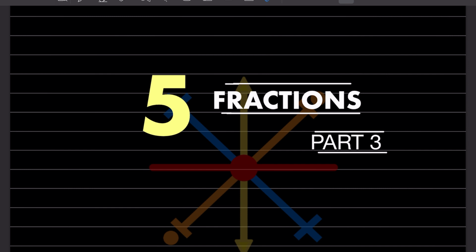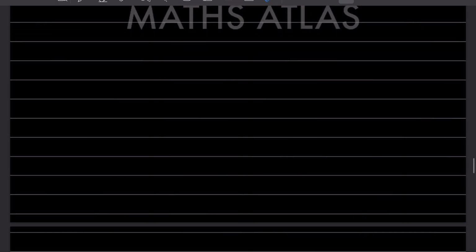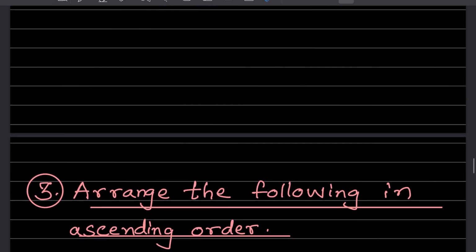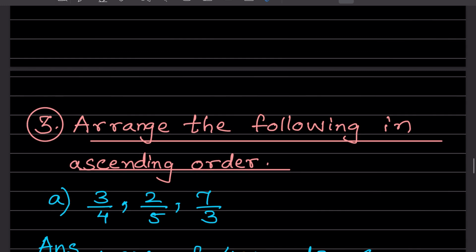So this is the third part of the same chapter, that is fractions. We have already done some questions in the previous part. Just go to the previous part, and we'll start from question number 3. The previous questions were done in part 2.